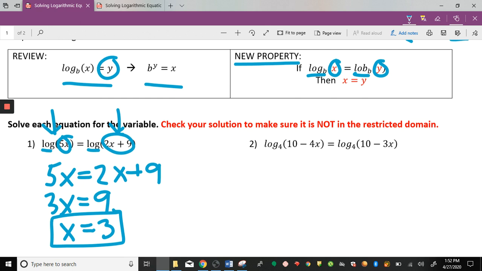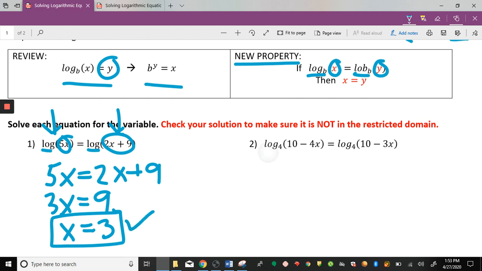If I plug in 3 here, I'm going to get log of 15. Is that good? Yeah, that's okay. What about over here? Log of, well, 2 times 3 is 6 plus 9. I also get 15. Surprise, it works. All right. So that works and we're good.